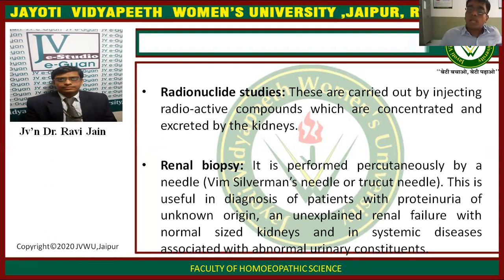It is also useful in renal failure with normal sized kidneys and in systemic diseases that are associated with abnormal urinary constituents. So renal biopsy is done percutaneously by a needle known as the Vim-Silverman needle or true cut needle, which is useful for the diagnosis of patients with proteinuria of unknown origin, unexplained renal failure, normal sized kidneys, and systemic disease that are associated with abnormal urinary constituents.